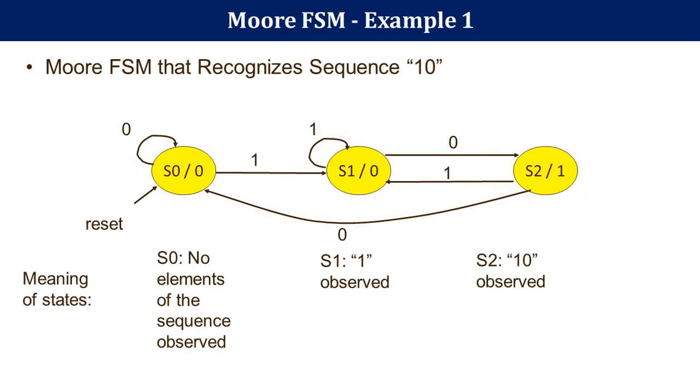Let's see an example of a Moore FSM. Here we have drawn the state diagram for a Moore FSM that recognizes the sequence 1 0. Let's understand how to detect the sequence 1 0. To detect the sequence 1 0, consider bits a single bit at a time, meaning a single input at a time.